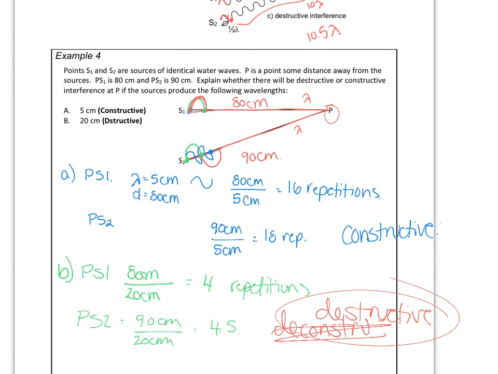Wave interference. So a half repetition isn't good. If we are at a full whole number, they will be adding together nicely.